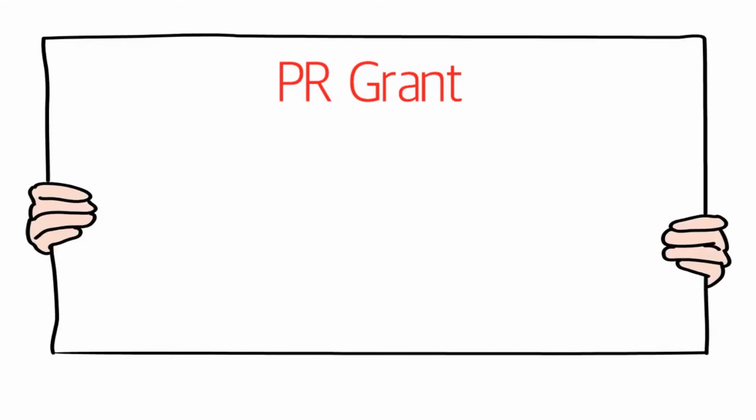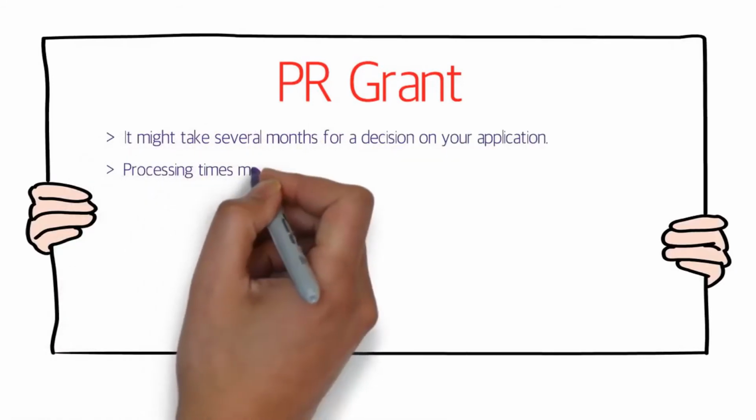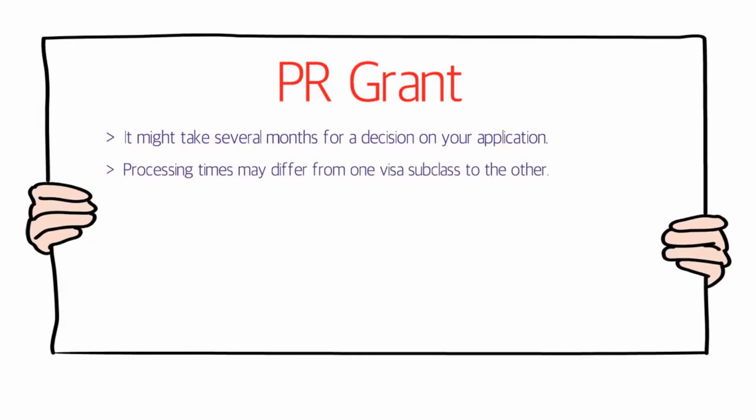Now let me tell you something about PR grant. After you submit the application, it might take several months for a decision on your application. It generally varies from one visa subclass to another. I'll make separate videos on that. Let me tell you about the processing times. It's taking like 4 months to 7 months, something like that. I'll tell you in detail in different videos.